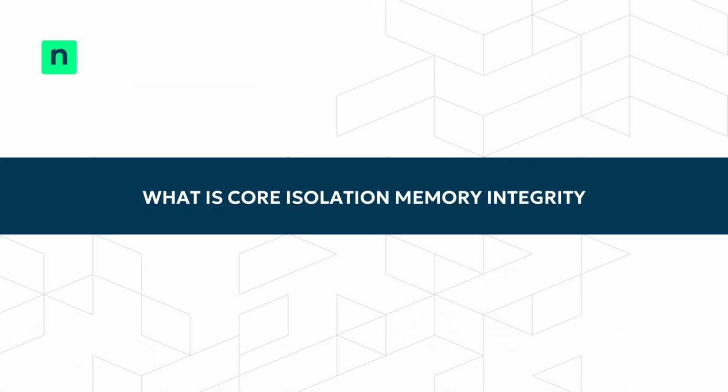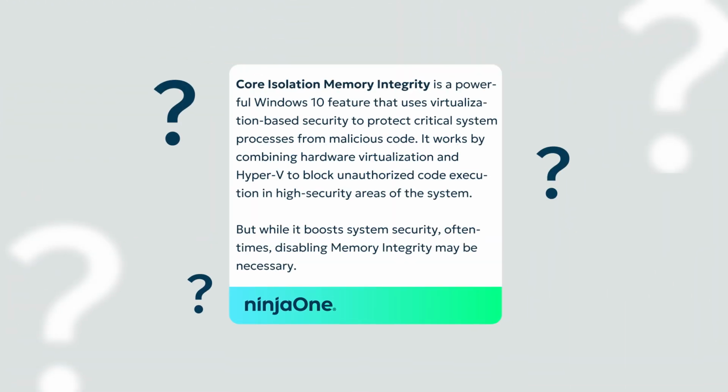What is Core Isolation Memory Integrity? Core Isolation Memory Integrity is a powerful Windows 10 feature that uses virtualization-based security to protect critical system processes from malicious code. It works by combining hardware virtualization and Hyper-V to block unauthorized code execution in high-security areas of the system. But while it boosts system security, oftentimes disabling memory integrity may be necessary.